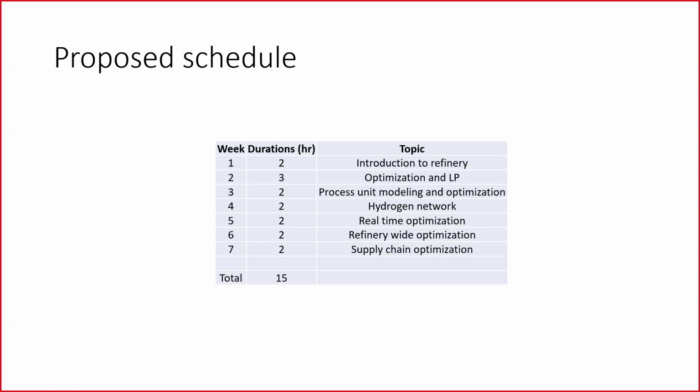I know that you have taken the optimization course, so in that sense we may not need these 3 hours, but we'll see. We'll do some exercises, and if at the beginning of the class I see that you have some struggles in that, then we may have to use the 3 hours. And then the third week, we will discuss process modeling and optimization.